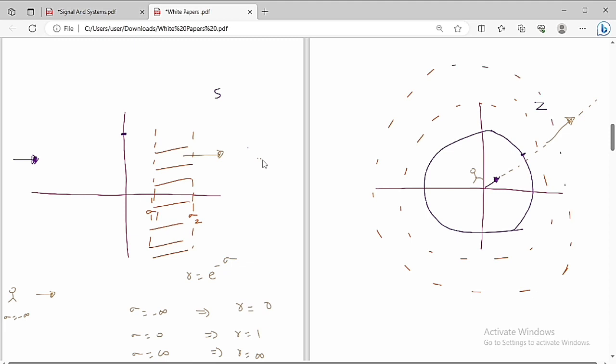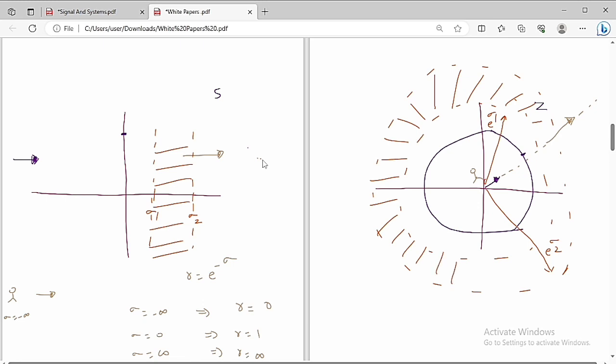This circle's radius is nothing but e to the power of sigma 1, and this circle's radius is nothing but e to the power of sigma 2. So this is the mapping that we are going to get. All these points are going to map in this z plane like this.